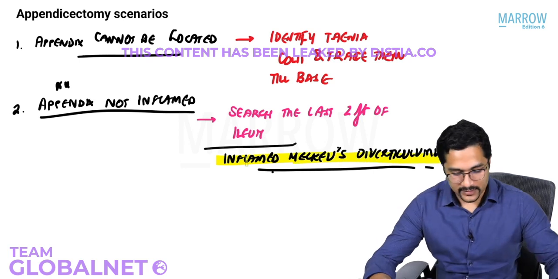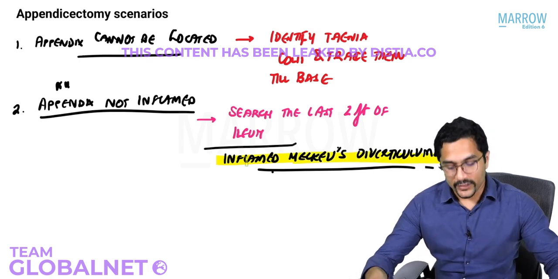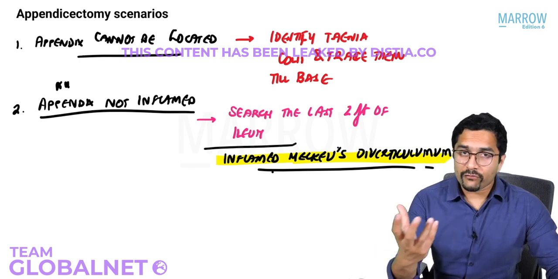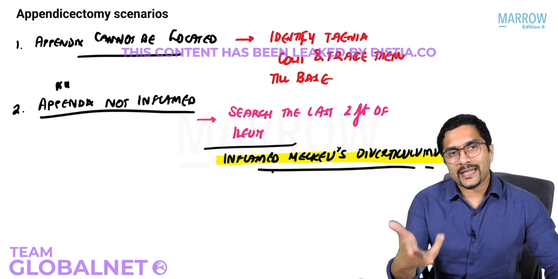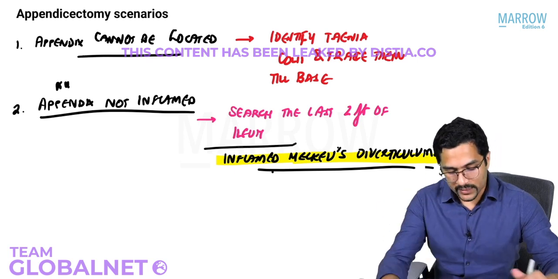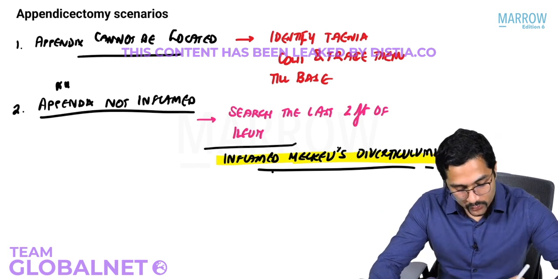So we should do this. We should search the last 2 feet of ileum in case the appendix is normal. Of course, if you don't find the Meckel's diverticulum there, you will carry out an appendectomy, but first explore the last 2 feet of ileum before you do that.